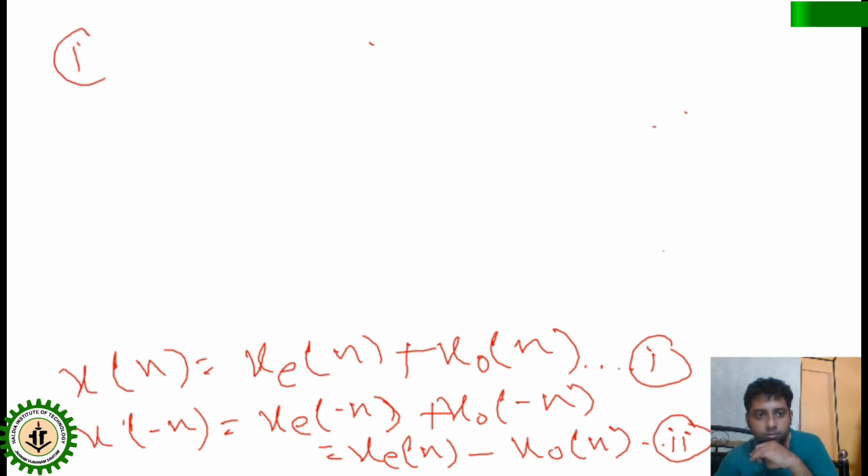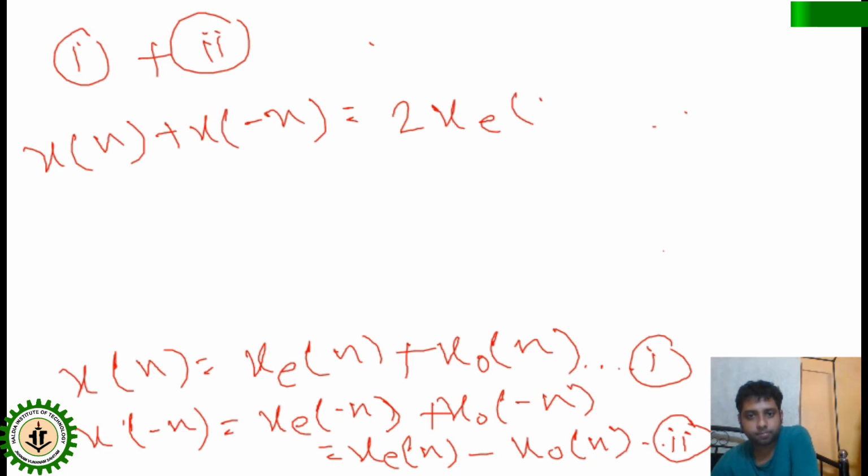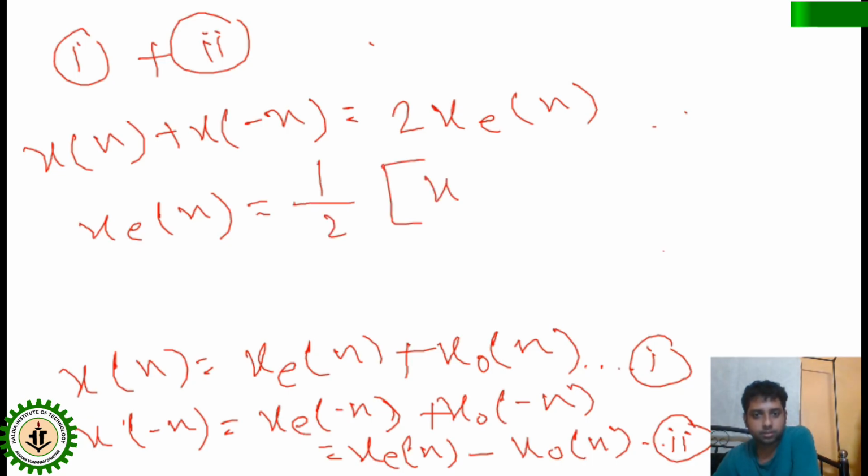Now if we add 1 plus 2, what will we get? We will get x[n] plus x of minus n equals, since the odd parts cancel each other, 2 x_e[n]. So we can write the even part of a signal as x_e[n] is equal to half of x[n] plus x of minus n.